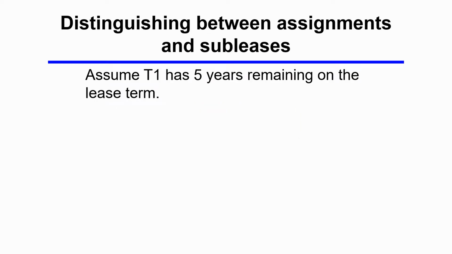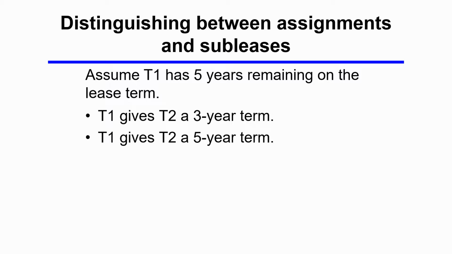Now let's engage in a little practice in distinguishing between assignments and subleases. We'll assume that T1, the original tenant, has a 5-year term remaining on the original lease. At that point, T1 gives T2 a 3-year term. So that means that after 3 years have gone by, T2 will have to give up possession, and T1 will get possession again for the last 2 years of the term of the master lease. That transfer, of course, is a sublease because T1 has given up less than the entire remaining term of the lease. On the other hand, if there's 5 years left to go on the lease and T1 gives T2 the full 5-year term, that transaction is an assignment.